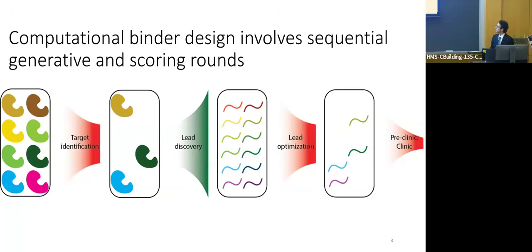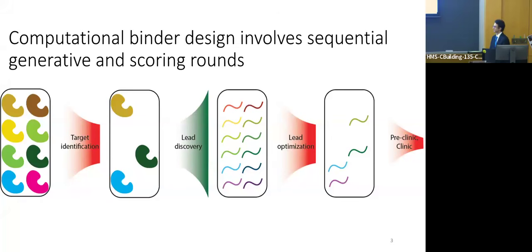You'll do some lead discovery, which you can do computationally nowadays with tools like RF diffusion, or other computational tools. You'll generate tens of thousands, potentially hundreds of thousands, of designs, but we can't experimentally test all of that in the preclinic or clinic. So we need some way to do lead optimization, and I work on computational ways to do this.